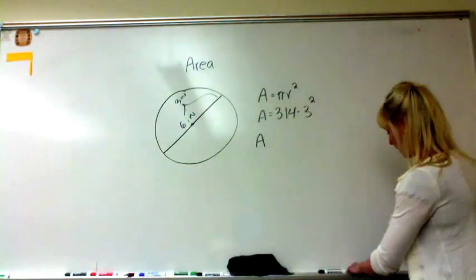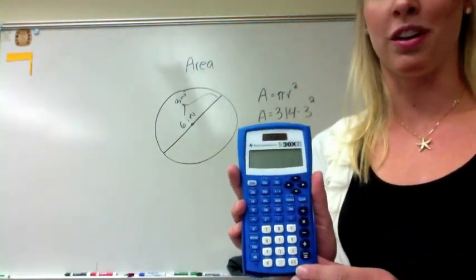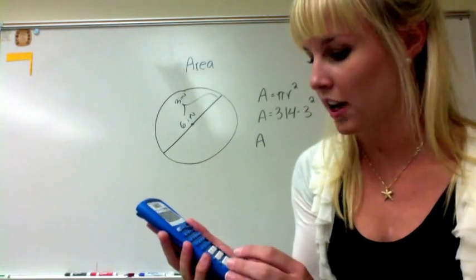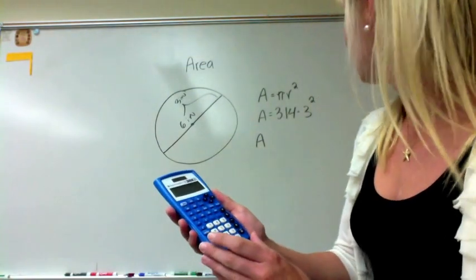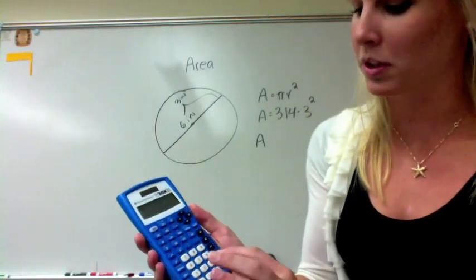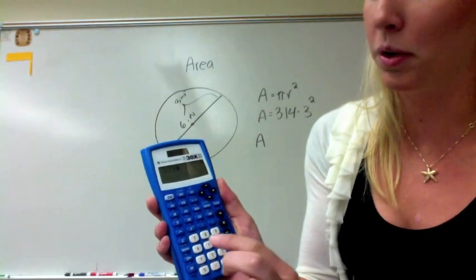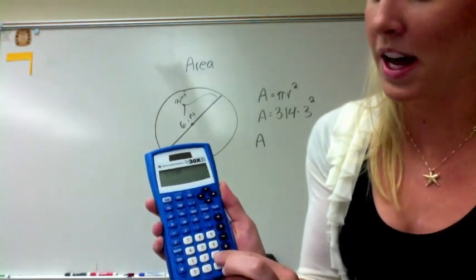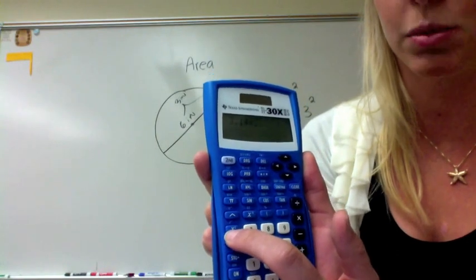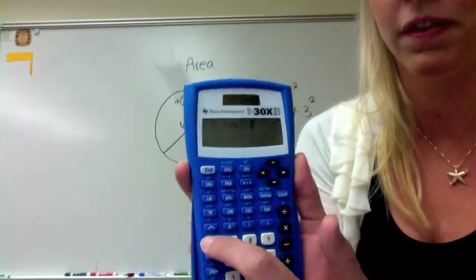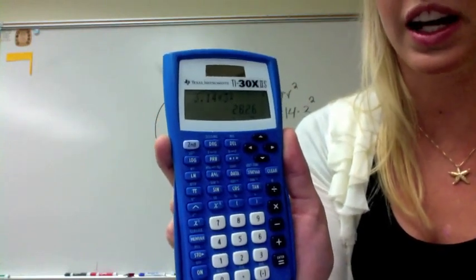Since we're allowed to use your calculators, you can just use this and do it all in one step. So let me show you how to do that. Turn it on. So we're multiplying 3.14 times 3 squared. So I just plug in 3.14 and then multiply that by 3 squared. This button right here has an x squared. It's going to square your value. Okay, so now I press enter and I get my value.